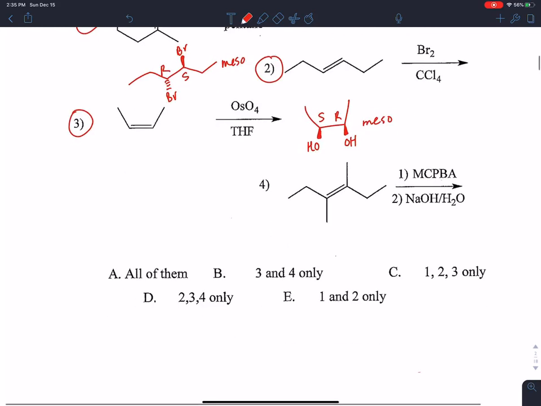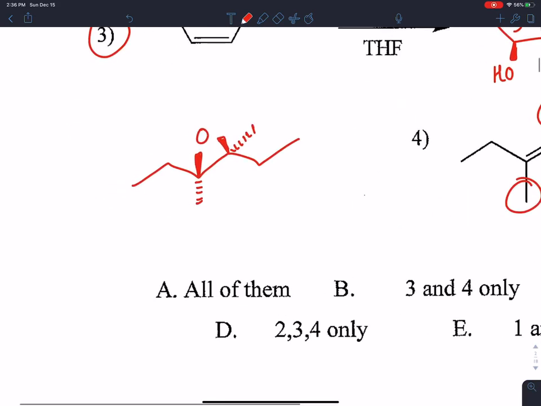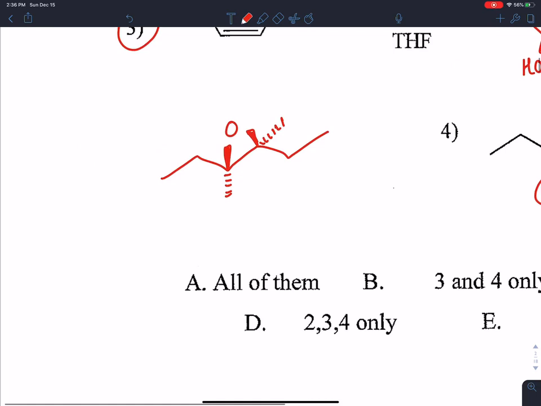And then we look at the last one, which is MCPBA and NaOH, H2O. So the first part is MCPBA, which is going to make a cis epoxide. So let's say that the epoxide went in as wedged. So let's say we had a wedged epoxide like this. If you made the epoxide like that, these methyls would be dashed. And at this point, you're doing NaOH, which can attack on either spot. So let's say the NaOH attacks here. It doesn't really matter. It has to be an anti-addition.